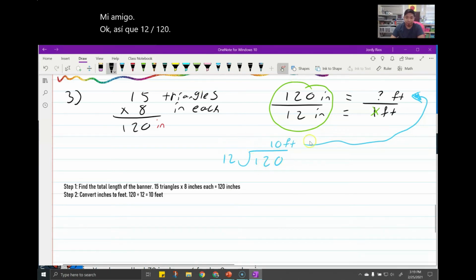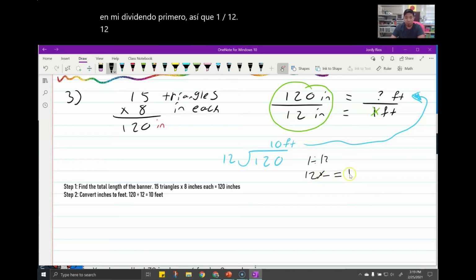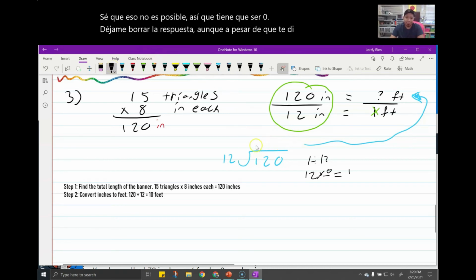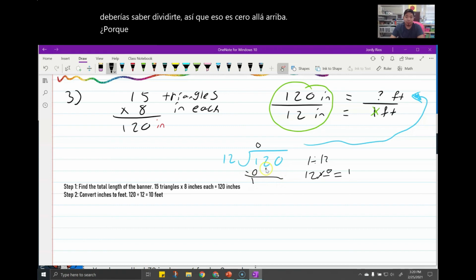Okay, so let's go ahead and do that. Remember, we do the first digit in my dividend first. So 1 divided by 12, or 12 times what equals 1? Well, I know that's not possible, so it has to be 0. Let me just erase the answer. Even though I gave you the answer, you should still know how to divide. Okay, so that's 0 up there. 12 times 0. Good, 0. 1 minus 0. 1. Good. Bring down 2.